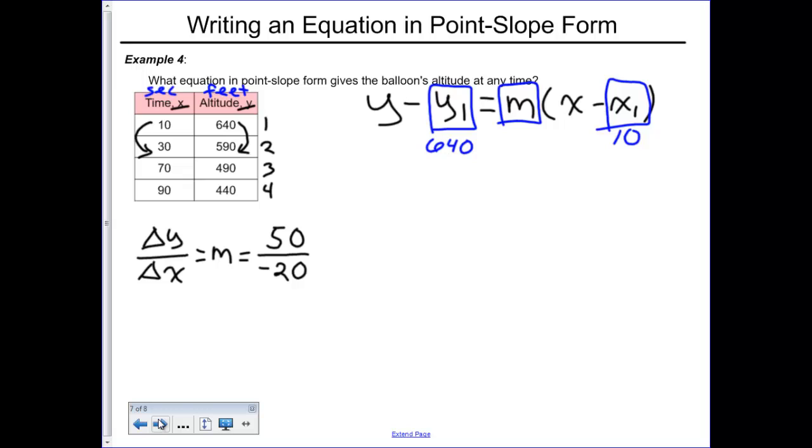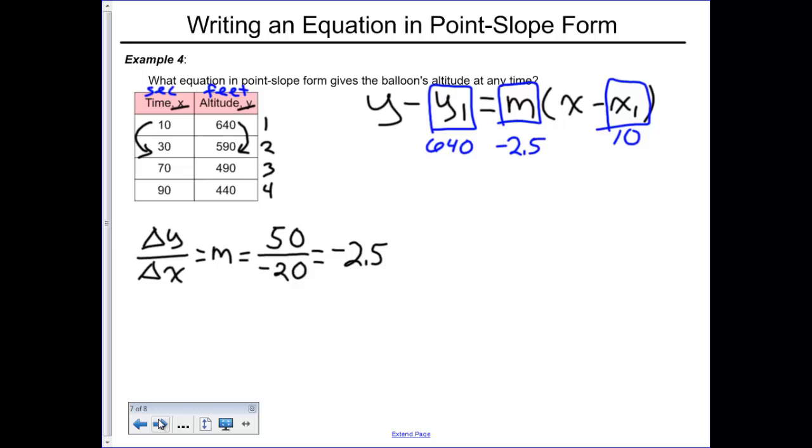Now this is the balloon's altitude, and it's negative. I think they're going to discuss this on the next example. Now this is feet over seconds, so I'm going to go ahead and divide it out. In this real world problem, it's okay to divide this out. And this comes out to negative 2.5, which is 2.5 feet per second. But it is negative. So in place of m, I'm going to substitute my negative 2.5.